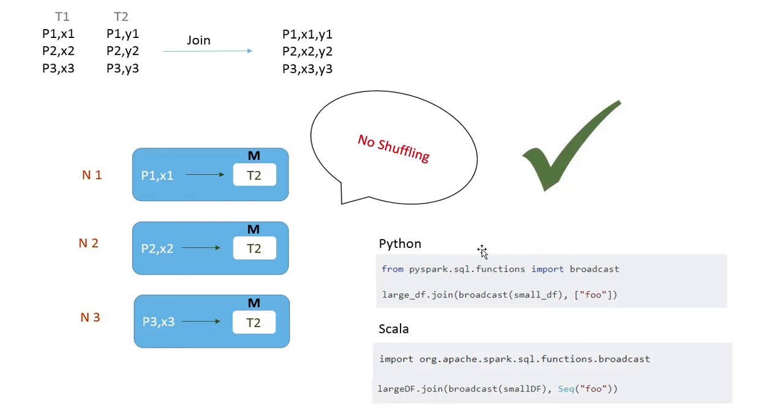The only thing that is different in Python Spark and Scala Spark is the way you import the broadcast. So guys, this is how you have to code it in Python and this is how we have to code it in Scala. I hope this tutorial is useful to you.